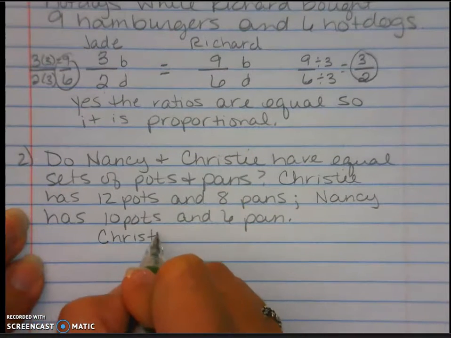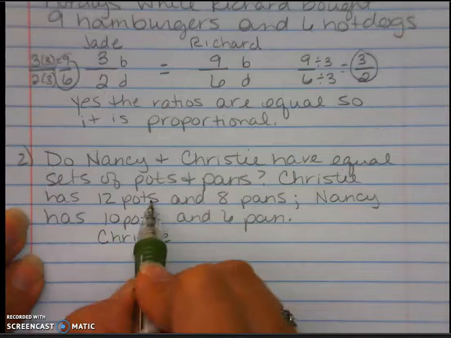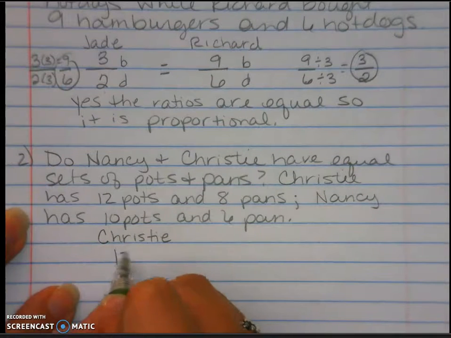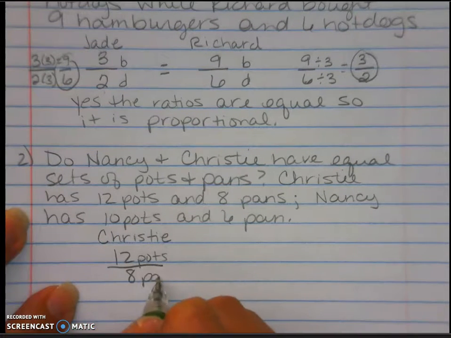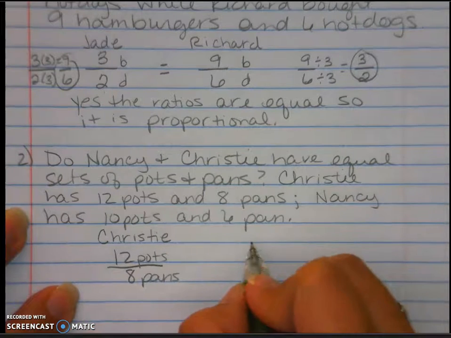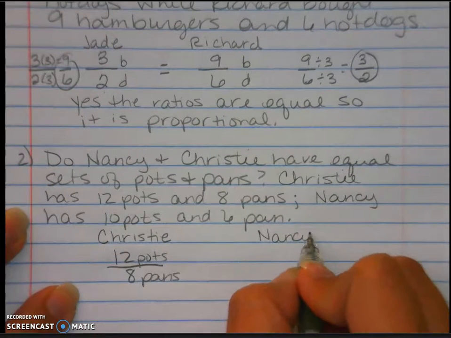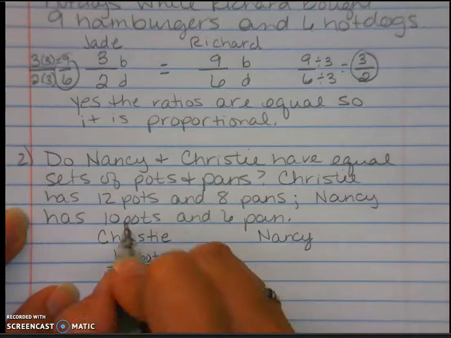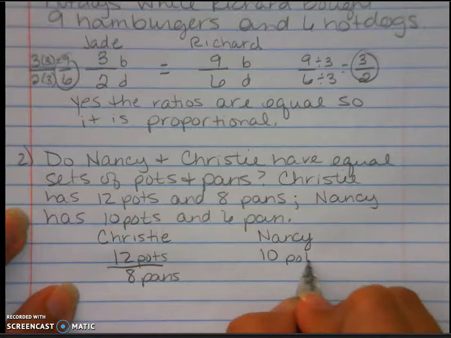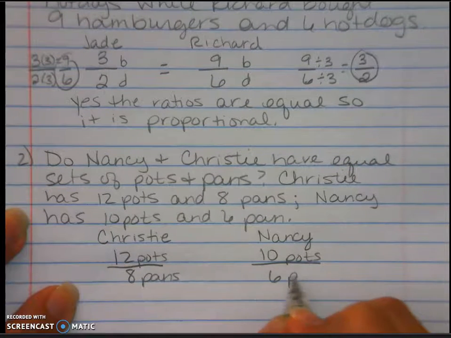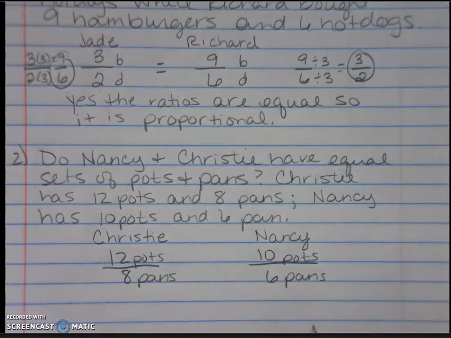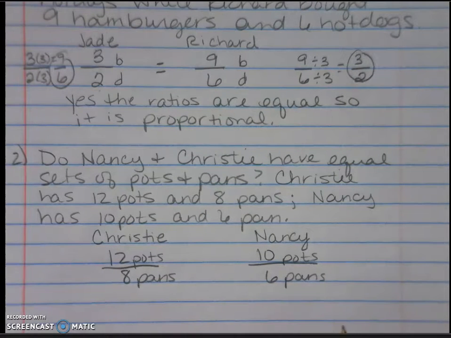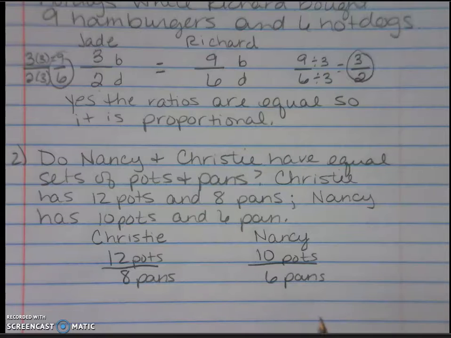So again, I'm just going to write Christy. We're going to make a ratio for Christy. And again, pots comes before pans. So I've got 12 pots over 8 pans. And then we have Nancy over here. Again, she has 10 pots and 6 pans. So we can look at this and we can talk about what we did last time, and we can see, do they simplify to be the same?